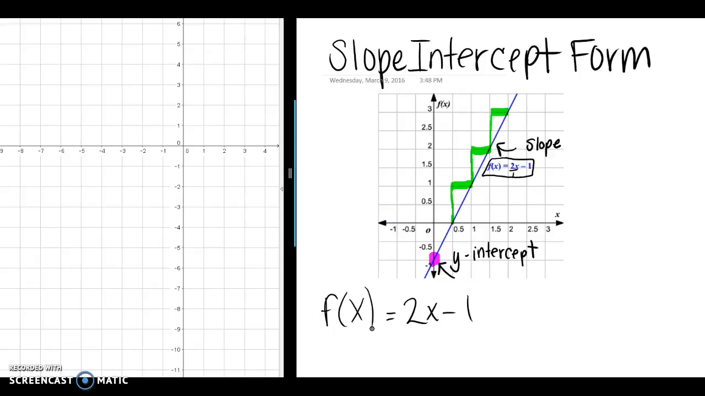So, how do we construct this line? Well, there are two parts. We have a y-intercept, which is the -1, and we also have the slope, which is 2. That is how we're going to start.